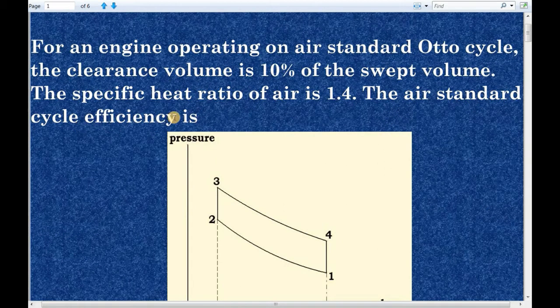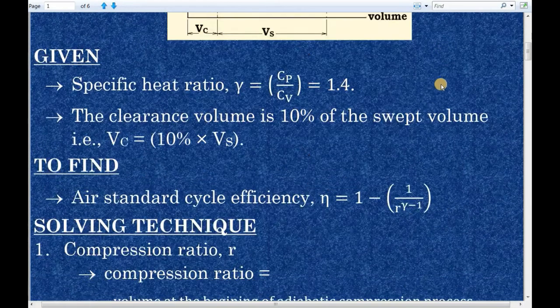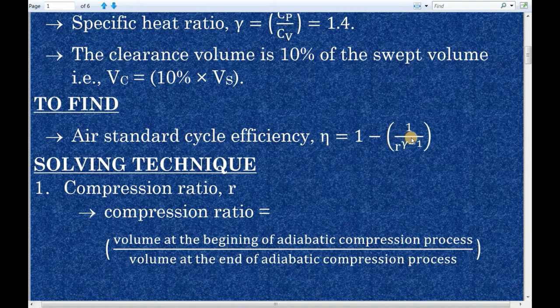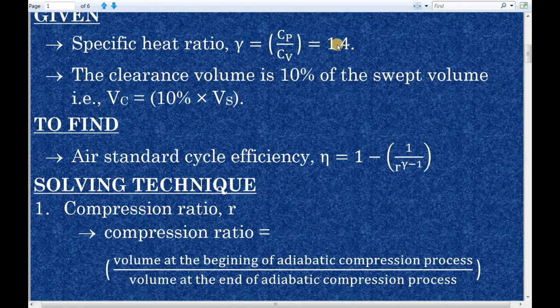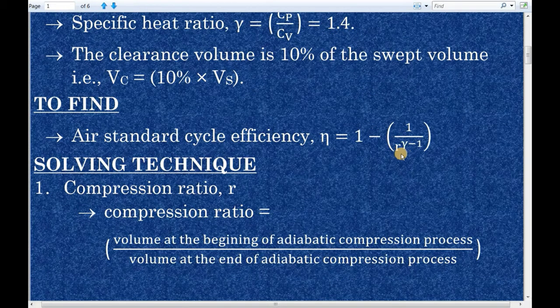For finding the air standard efficiency of this engine, we have to use the formula of air standard efficiency of the Otto cycle, because the working principle of this engine is the Otto cycle. The formula is eta is equal to 1 minus 1 divided by r to the power of gamma minus 1. In this formula, r is unknown, which is the compression ratio. Gamma is known, the value is 1.4. So first we have to find the value of compression ratio r. By finding r, we can easily find the air standard efficiency of this engine.